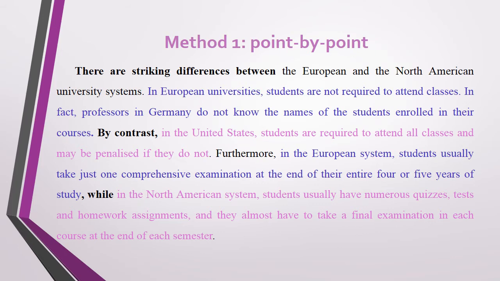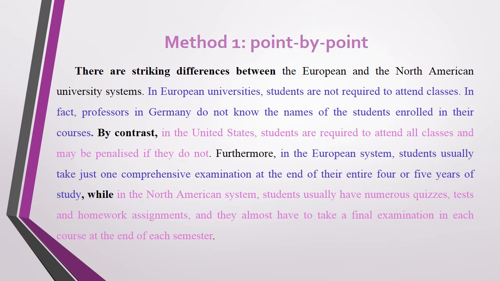Then the writer moves on to speak about the second feature. Let's read. Furthermore, in the European system, students usually take just one comprehensive examination at the end of their entire 4 or 5 years of study, while in the North American system, students usually have numerous quizzes, tests, and homework assignments, and they almost have to take a final examination in each course at the end of each semester.